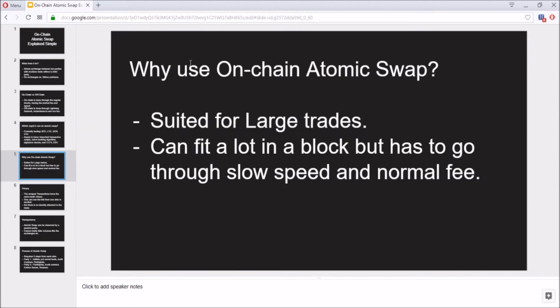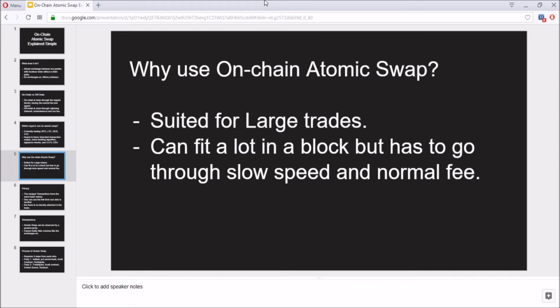Alright, so why use an on-chain atomic swap? On-chain atomic swap is suited for large trades. If you want to put a lot of Decred into Litecoin or a lot of Litecoin into Decred, they could fit a lot in a block, but it still has to go through the slow speed and the normal fee.